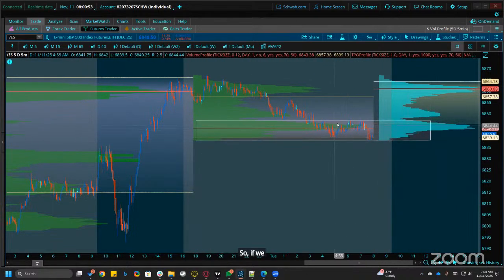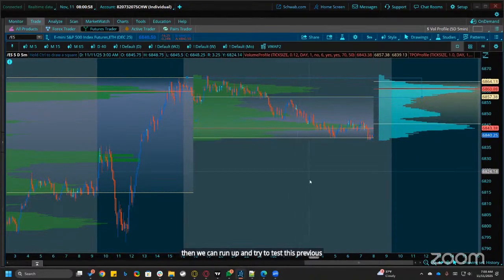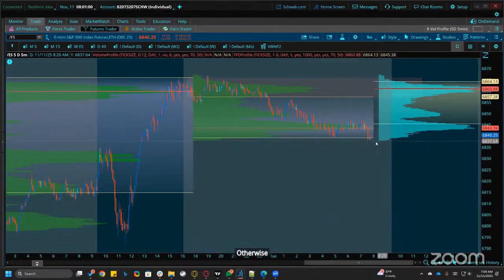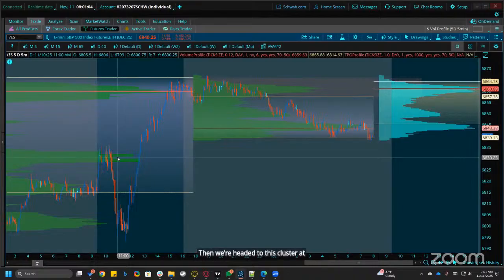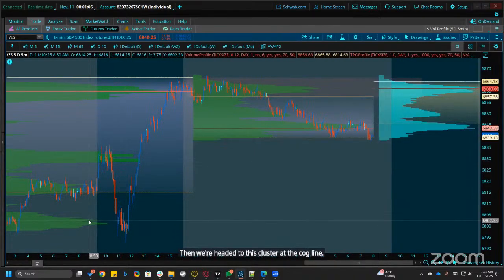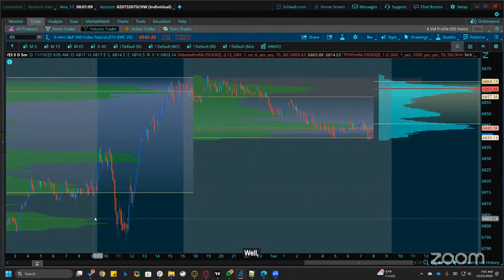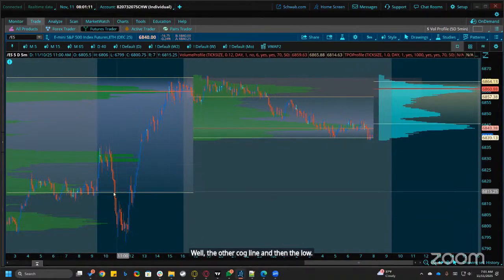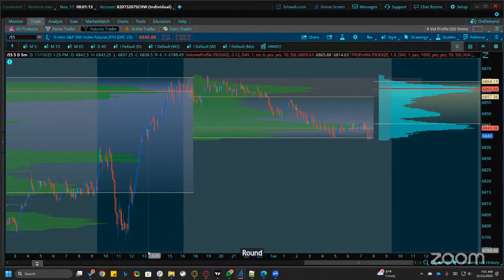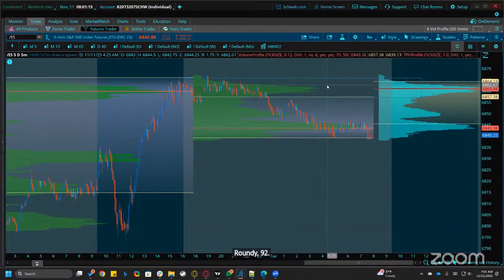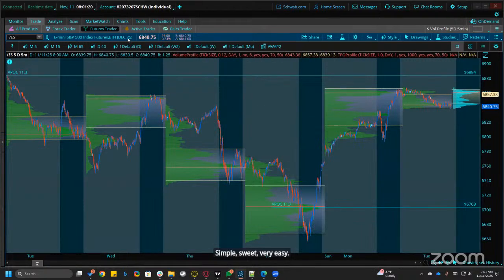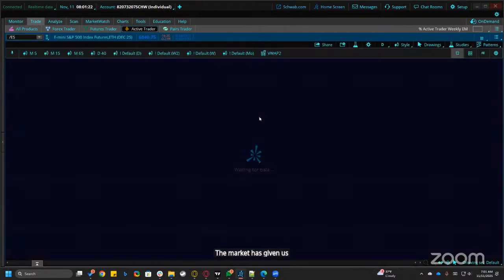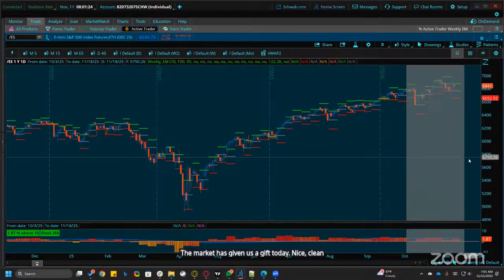So if we can get out of the top side of that, then we can run up and try to test this previous resistance zone. Otherwise, if we break down from here, then we're headed to this cluster at the cog line and then yesterday's low. Well, the other cog line and then the low. So 32.11, roundy 92. Simple, sweet, very easy. The market has given us a gift today. Nice, clean levels. Everything's lining up with the markers.